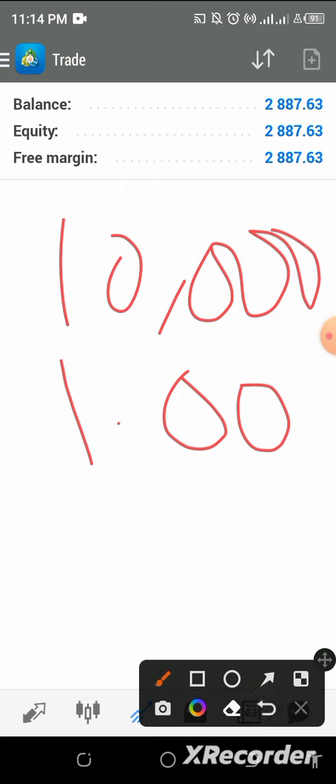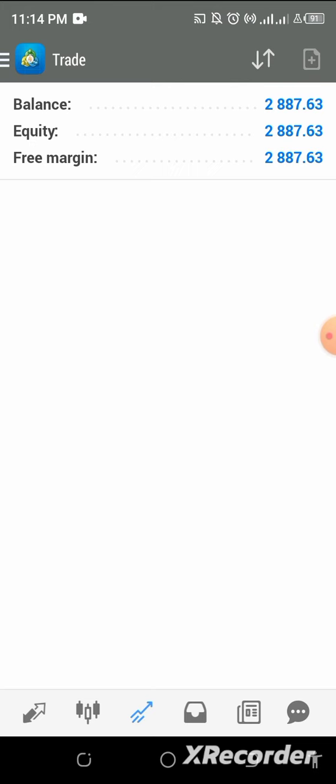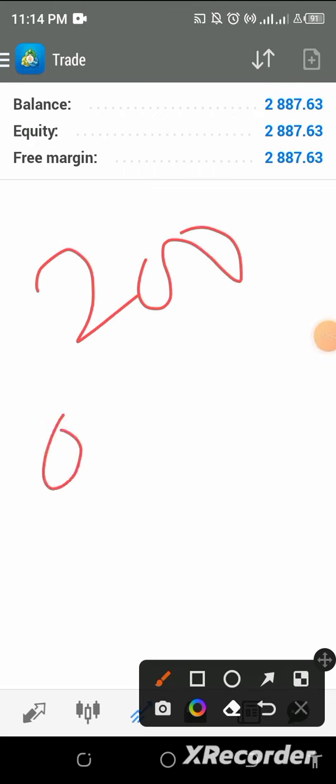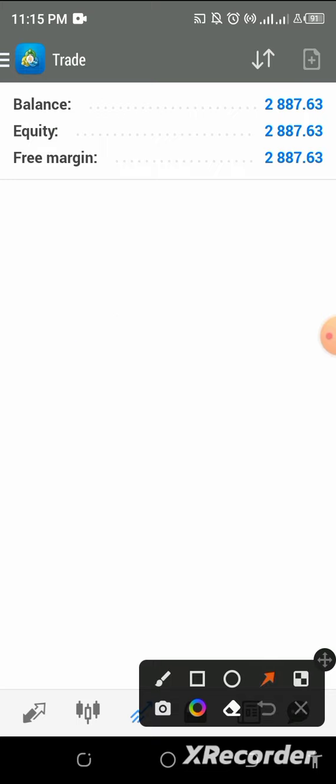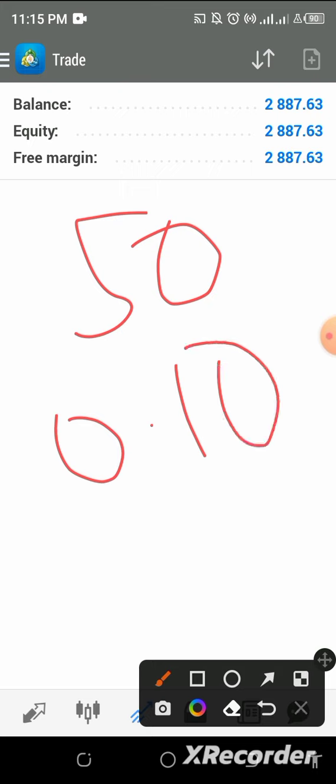When you have a $20,000 account, that is 2.00. Now guys, if you have a $200 account and you are using 0.05, you have gone beyond your 1% of the account balance. It can affect you. I can see a situation whereby someone has a $50 account and is using 0.10. That is too much.